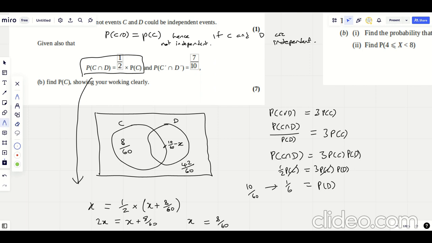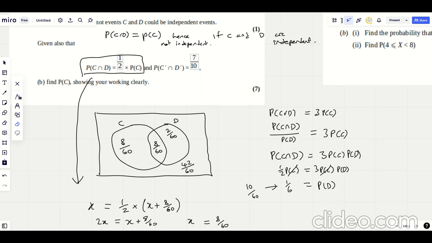Let's write that on. And therefore this is going to be 10/60 minus 8/60, which is 2/60. Yeah, and you're better off not cancelling down in this situation. And now let's just check that this all makes sense. P of C and D is a half. P of C, yep, that's good. This is indeed 1/6, and this is looking like 7/10.